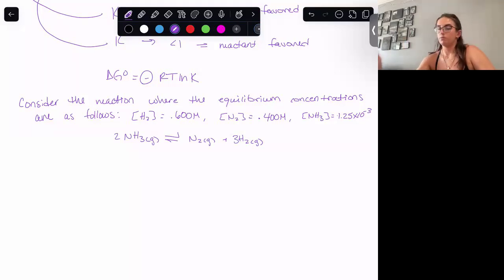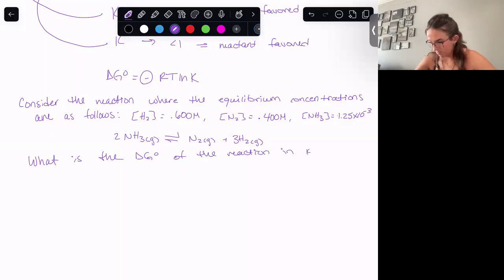Okay, so let's look at this one here. We have considered the reaction where the equilibrium concentrations are as follows: the concentration of H2 is 0.6, the concentration of N2 is 0.4, and the concentration of NH3 is 1.2 times 10 to the negative 3. We're given the reaction where ammonia breaks down into nitrogen and hydrogen. So what is the delta G naught of the reaction in kilojoules per mole?